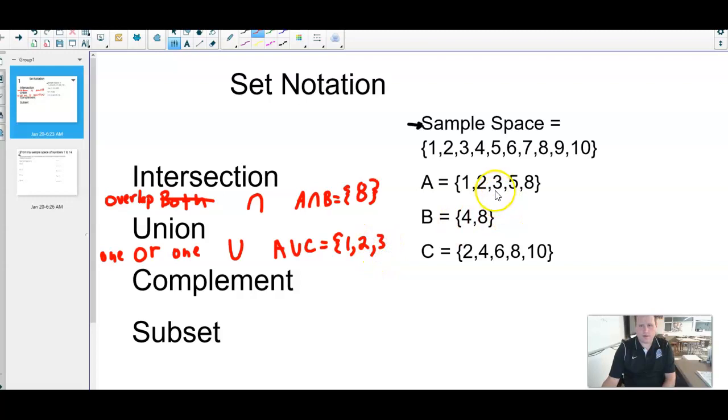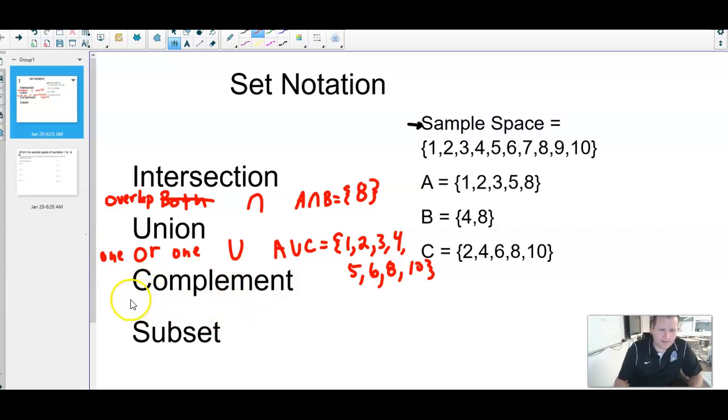3 is in them, so I've got rid of these. 4 is in one or the other. It doesn't have to be in both, just one or the other. 5 is, 6 is, 8 is. Again, I don't need to write 8 twice. I just need to write it once. And then the last one would be 10. So that would be my set right there, which makes up 8 objects. Okay, that's how you do unions as well.